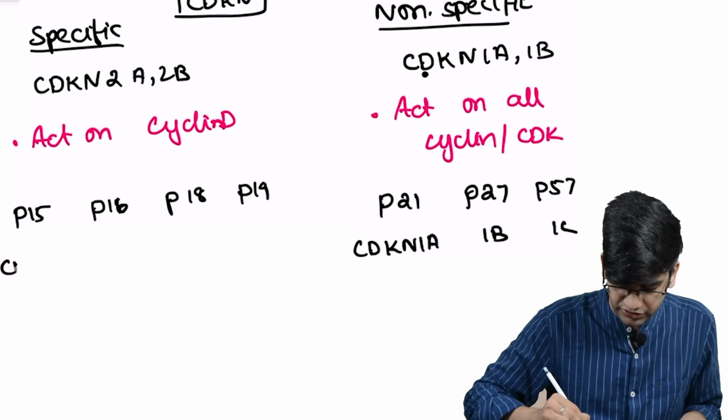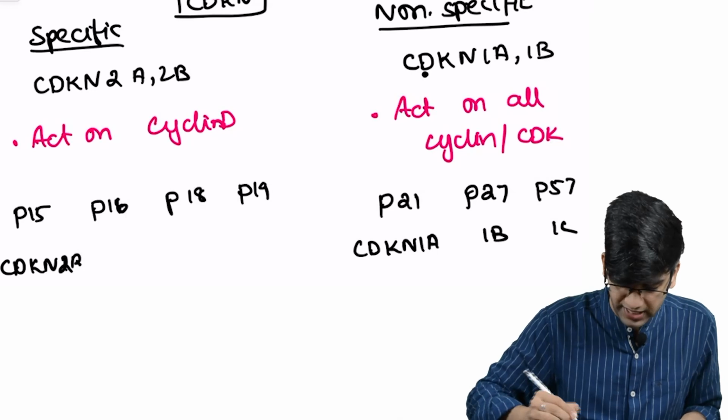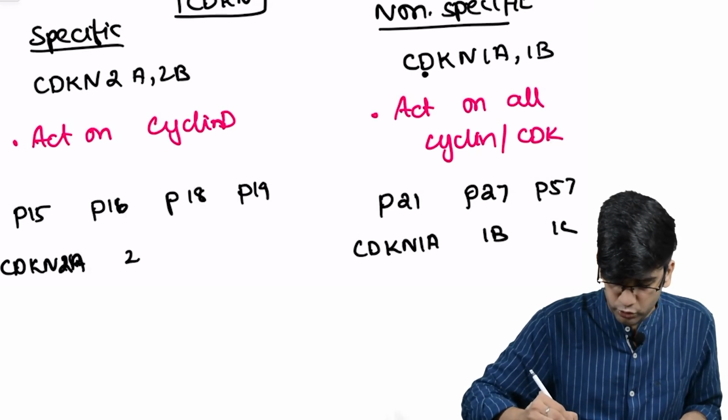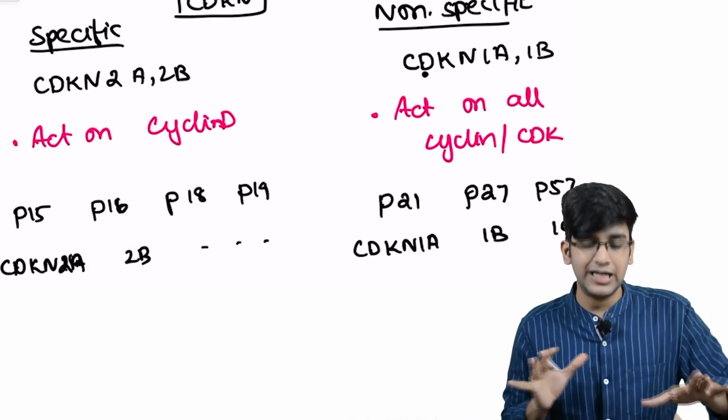Here they are CDKN 2A, 2B, 2C, 2D, and so on, right? That's it. So these are the group of inhibitors which are going to stop the cell cycle, and which act based on inputs they get from different sources. So if I have an error, my P53 detects it and tells them to stop the cell cycle. So these are the workers.